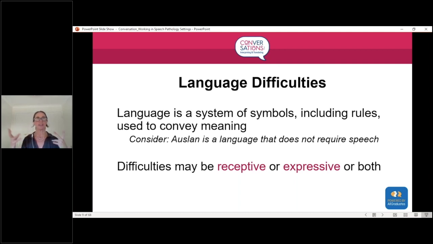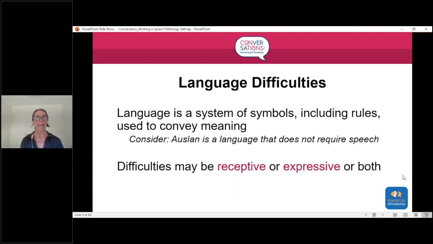So to try and get your head around that, I'll ask you to consider the case of Auslan, okay? Sign language, Australian Sign Language. So Auslan is a language that is a system of symbols, right, gestures. It includes rules on how to combine those gestures, and it's used to convey meaning, but it doesn't require speech, okay? So I hope that that helps you to see the difference between speech and language, because speech pathologists work with people who have difficulties with either or both, okay?